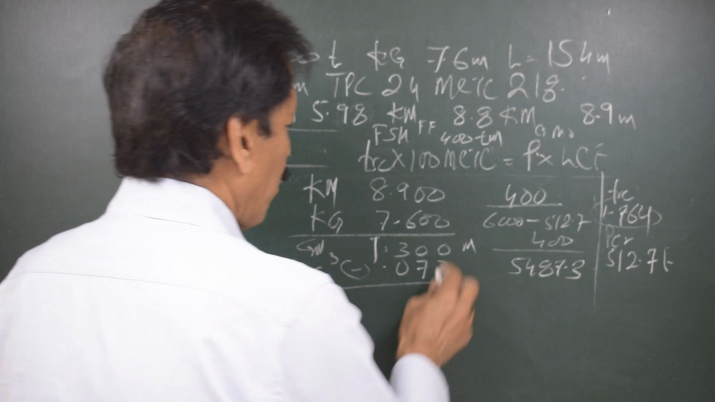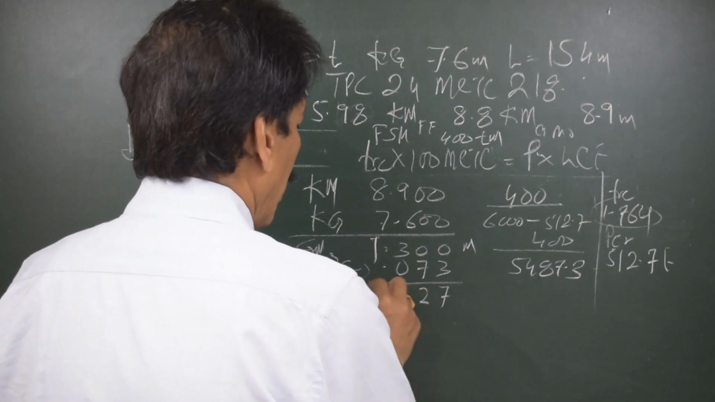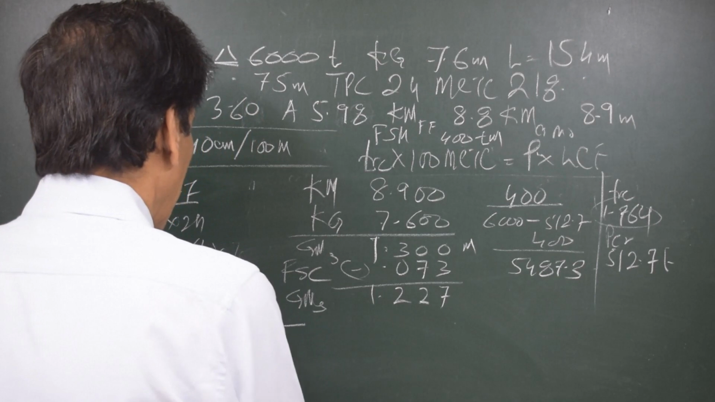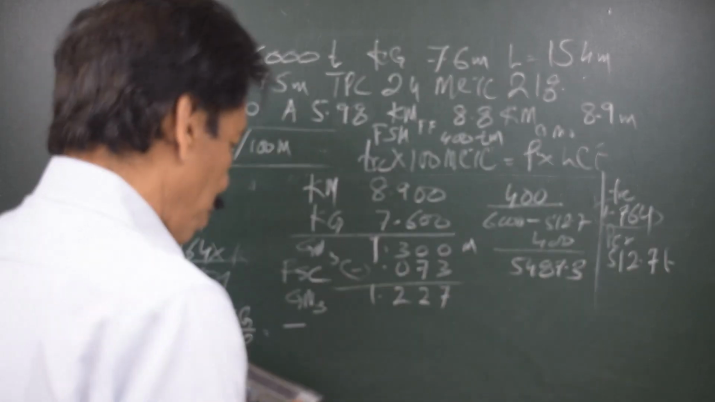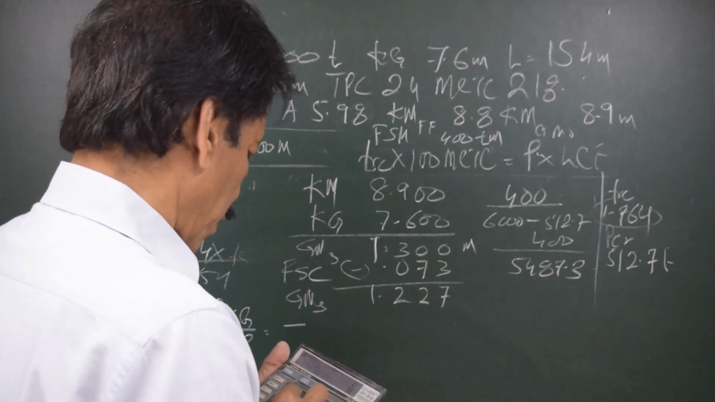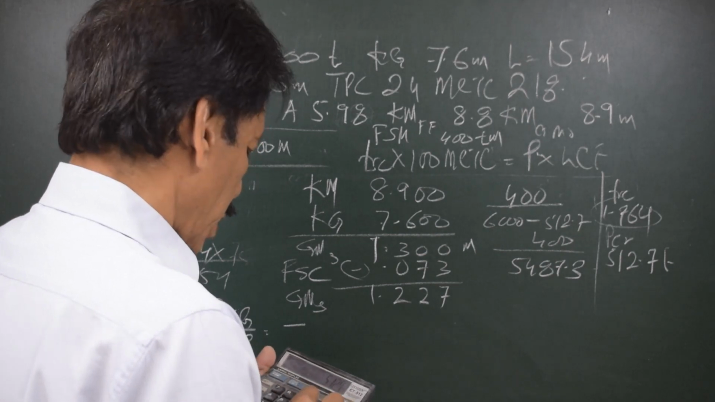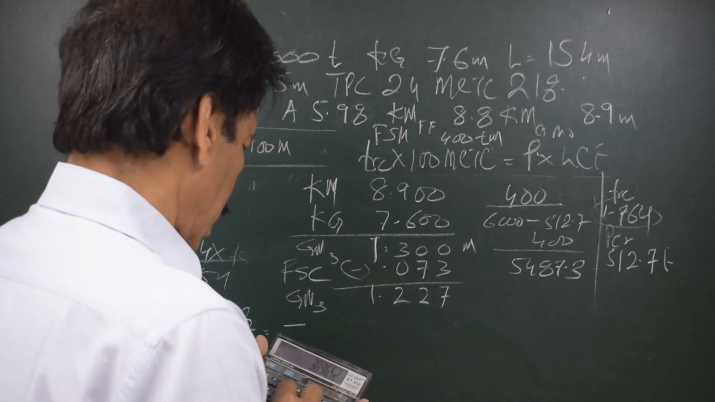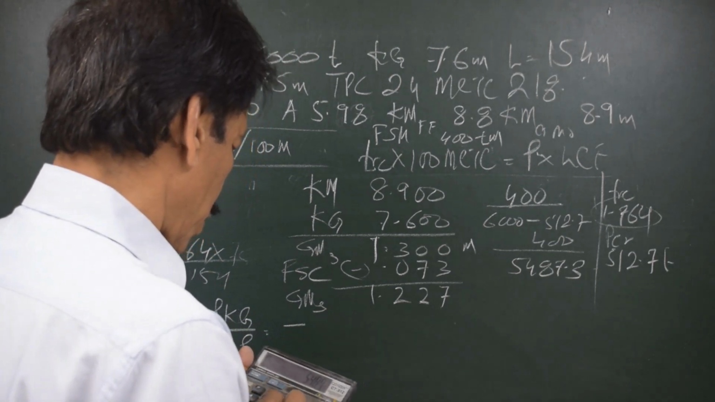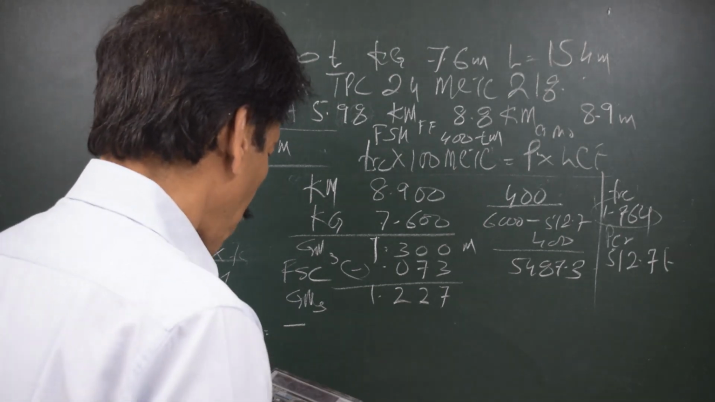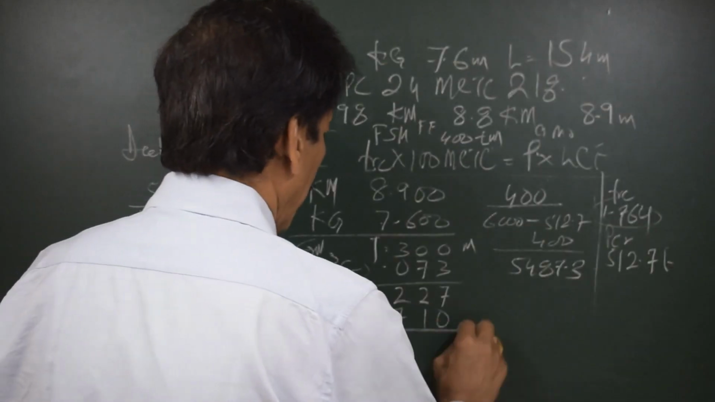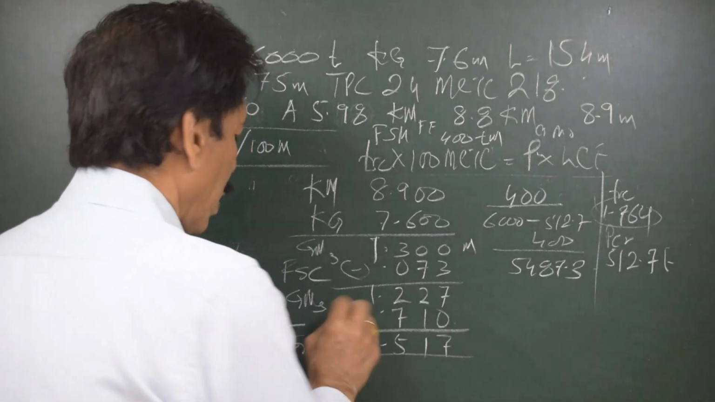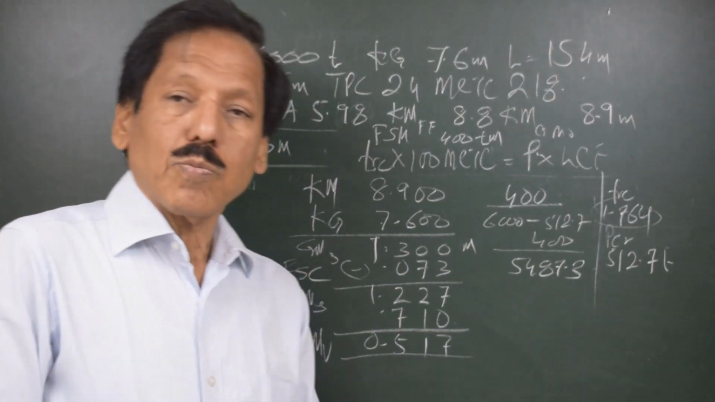So always a negative free surface correction. So 1.227 is GM solid minus P KG upon delta minus P. So P is 512.7 multiplied by KG, that is 7.6, divided by 5487.3, which gives me 0.710. So this is the GM virtual, that is 0.517 meters.